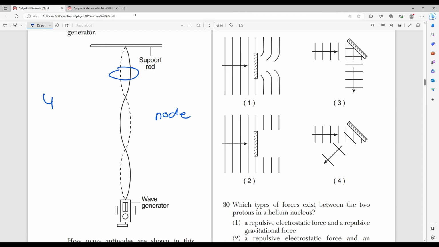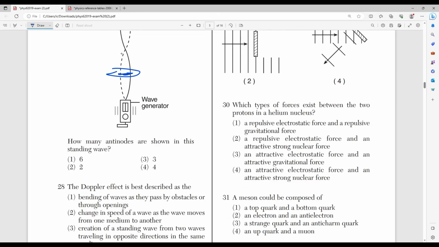So that's going to be at this point, because they're furthest away from each other here. That's going to be at this point because they're furthest away from each other here. And that's going to be at this point because they're furthest away from each other here. So really there are 3 antinodes.